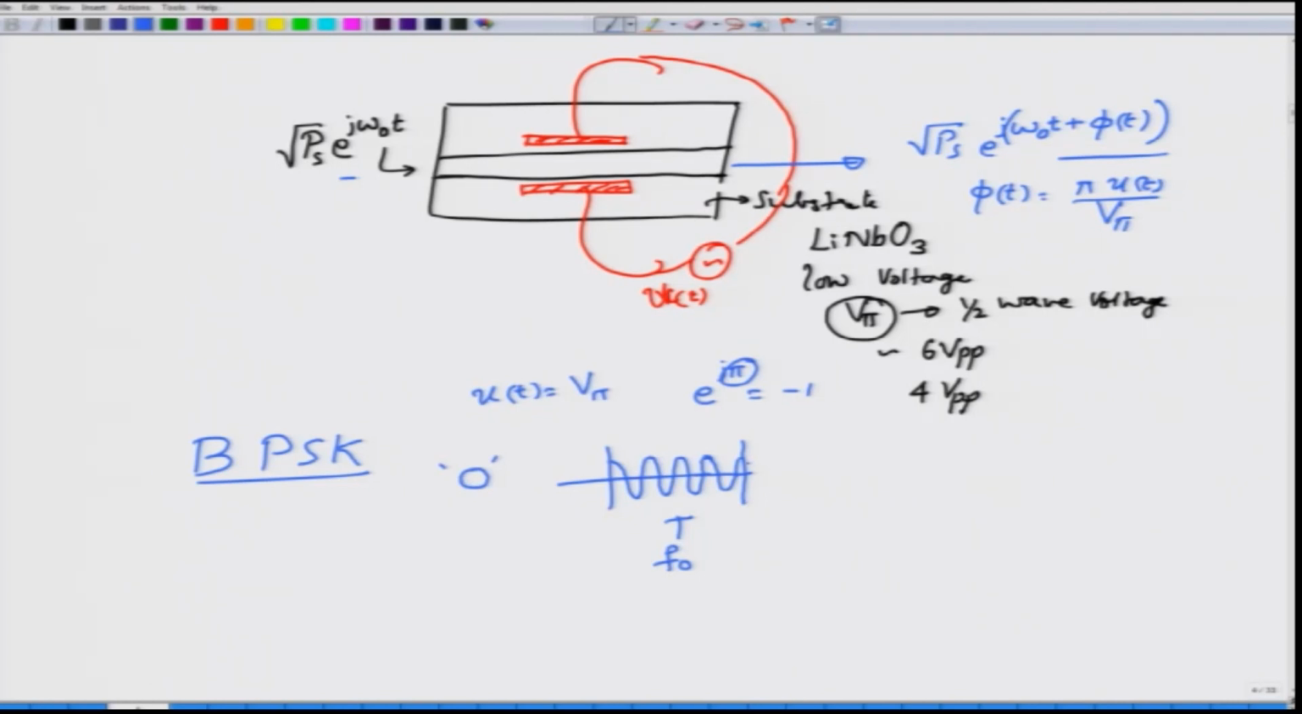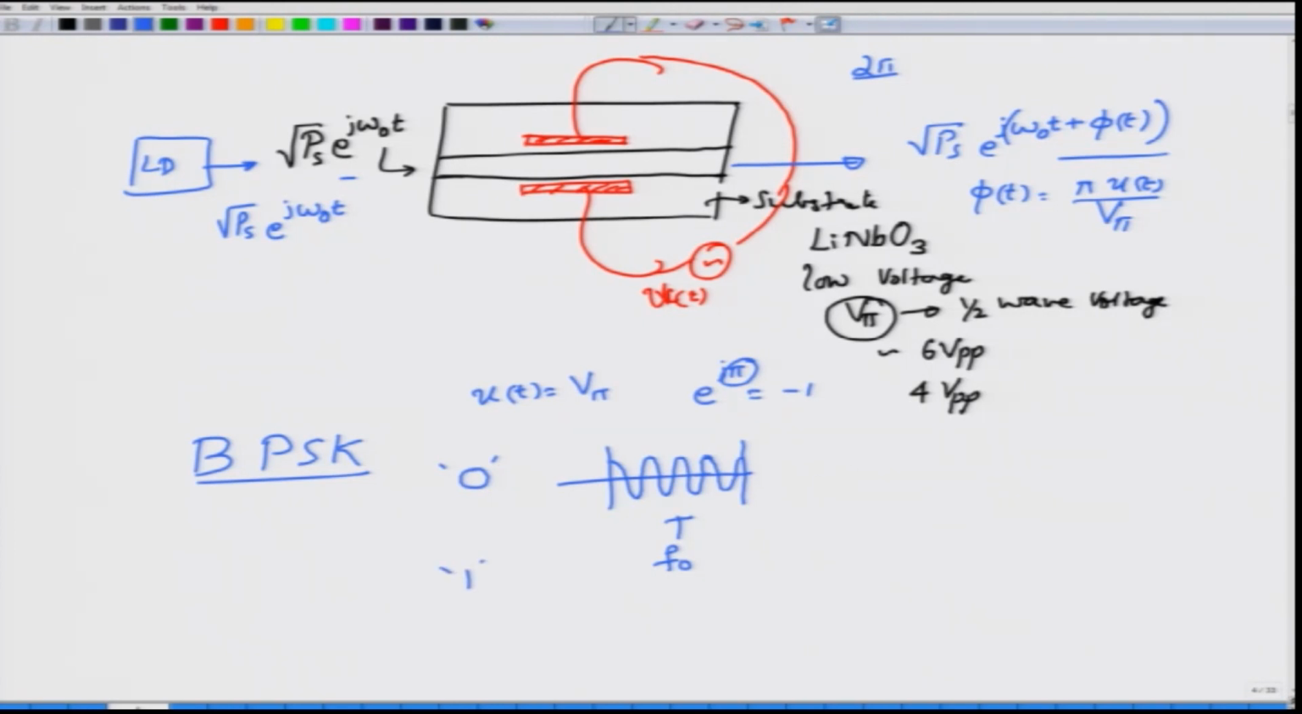In the context of our BPSK, you have a laser diode and the laser diode would be producing light which is approximately square root P s e power j omega 0 t. And if I were to configure this external phase modulator such that the input and output are of the same phase or 2 pi phase difference, which does not matter, then I have actually implemented this bit 0 or I have sent out bit 0.